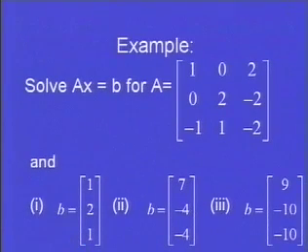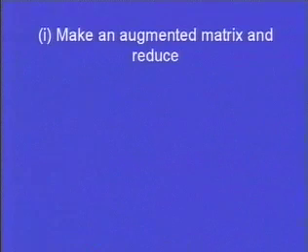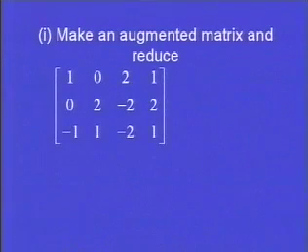So I'm actually asking you to solve 3 systems of equations which all have the same coefficient matrix. Okay, now you remember how we solve systems of equations. You make an augmented matrix and you reduce the matrix. So I would want to put the A on the left, the 1, 0, 2, 0, 2, negative 2, negative 1, 1, negative 2 on the left, and then that first b, 1, 2, 1 on the right. Those are my constants. And you remember that's how we make an augmented matrix.